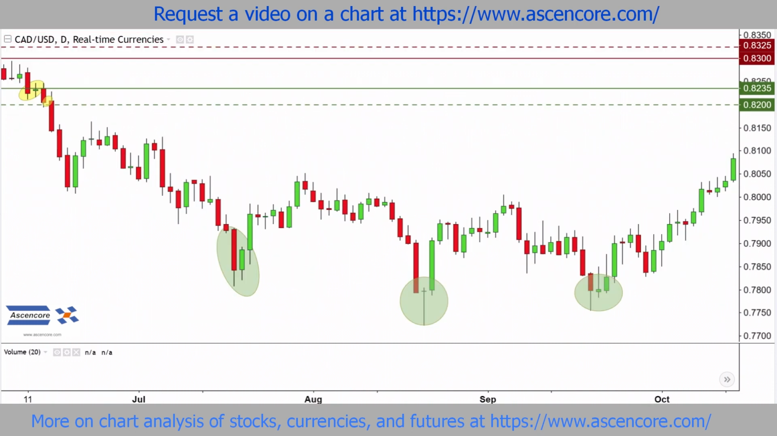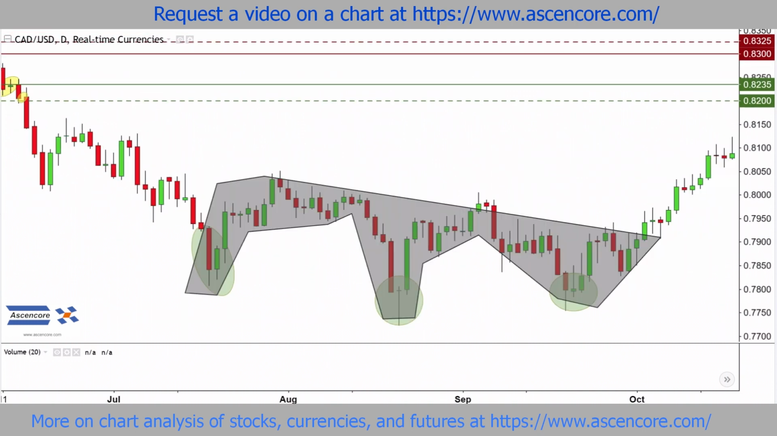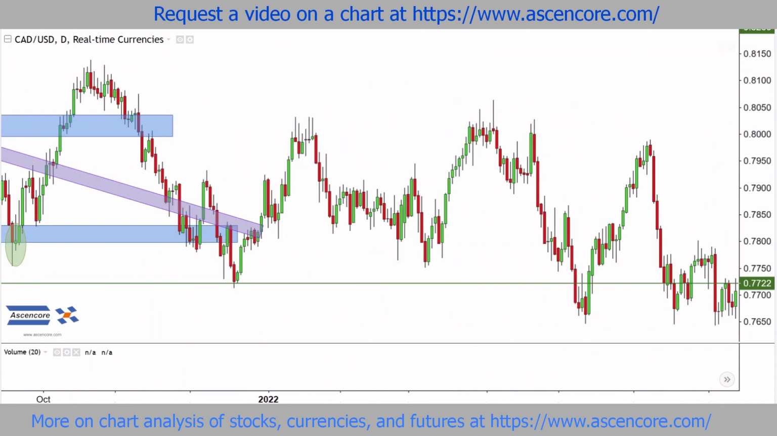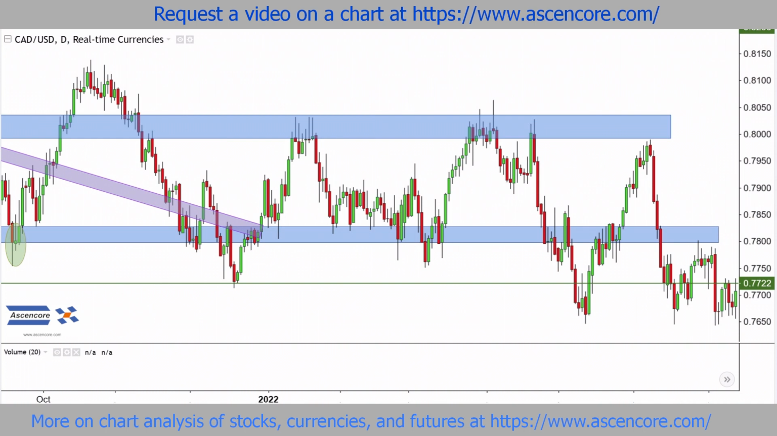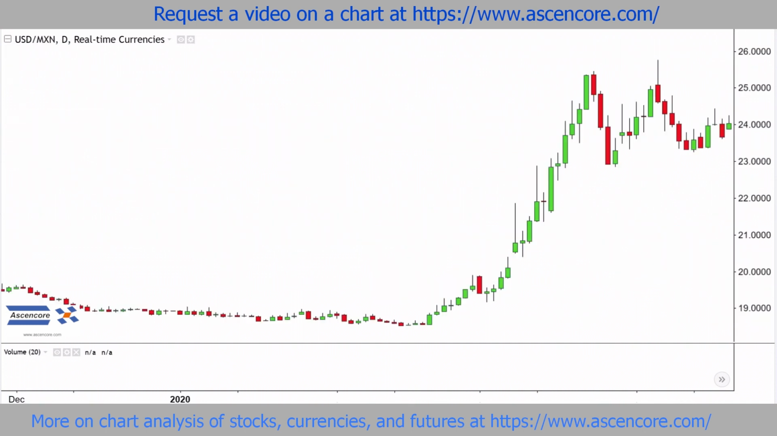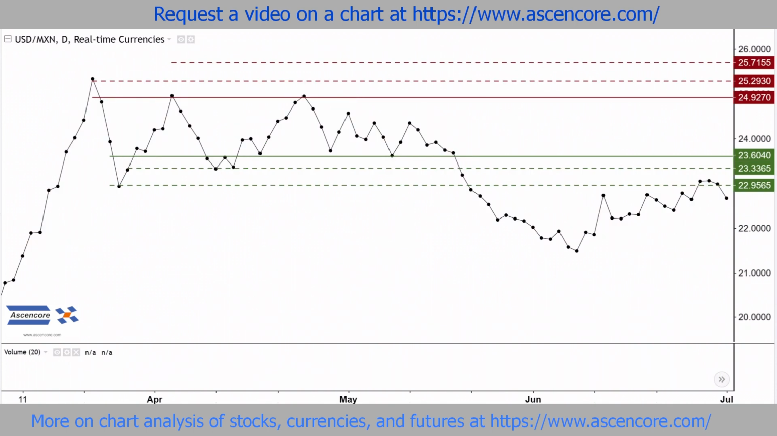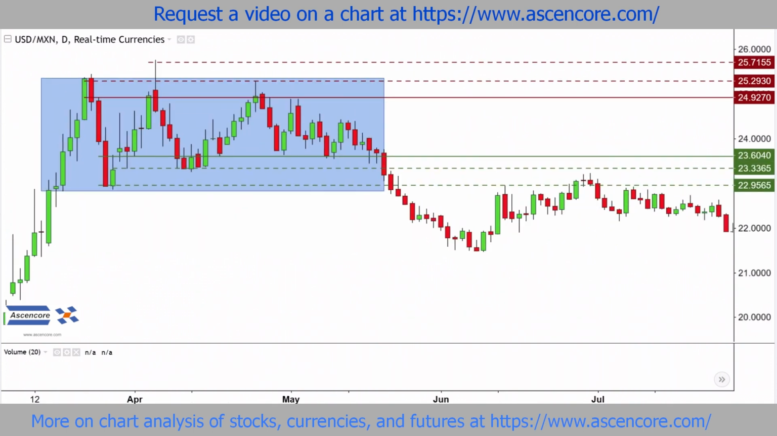Sometimes portions of a pattern, like in this case with the declined reverse head and shoulders, certain swing points can retain influence well into the future, leading to wider trading ranges like this. This next example begins with some triangular features, which can be narrowed down into a horizontal trading range.